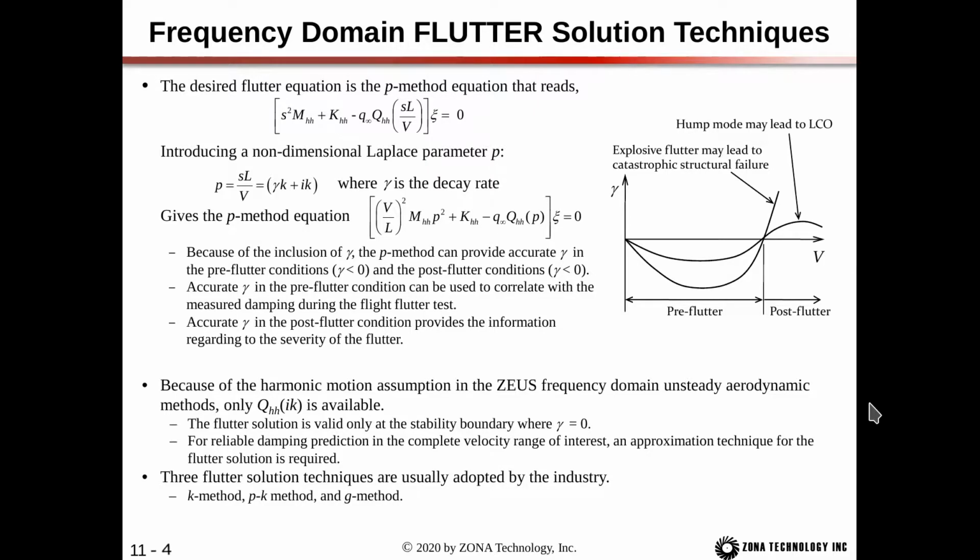Now, because of the harmonic motion assumption in the ZEUS frequency domain unsteady aerodynamic methods, only Q_hh of ik is available. Therefore, the Flutter solution is valid only at the stability boundary where gamma equals 0. For reliable damping prediction in the complete velocity range of interest, an approximation technique for the Flutter solution is required. And three Flutter solution techniques are usually adopted by industry, where we have the K method, the PK method, and the G method.